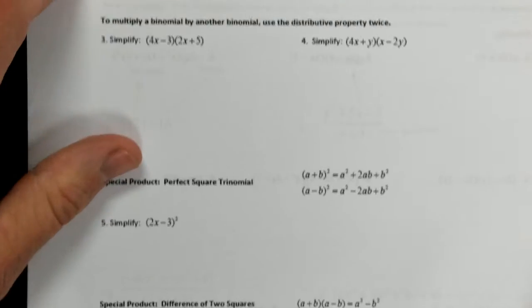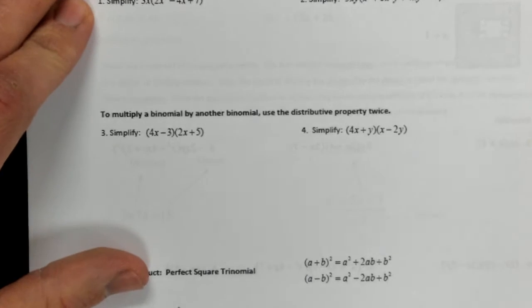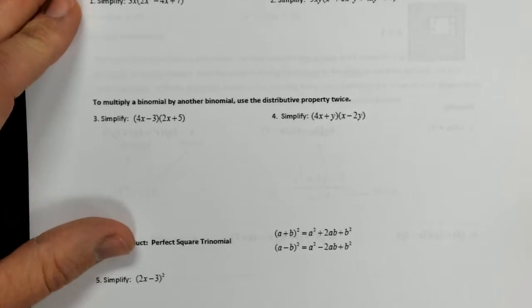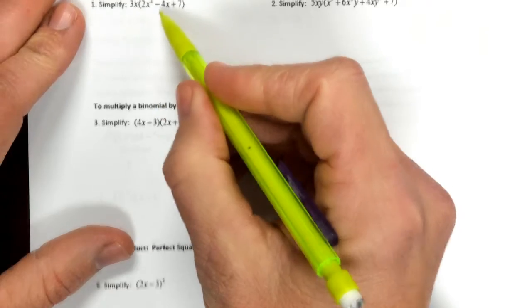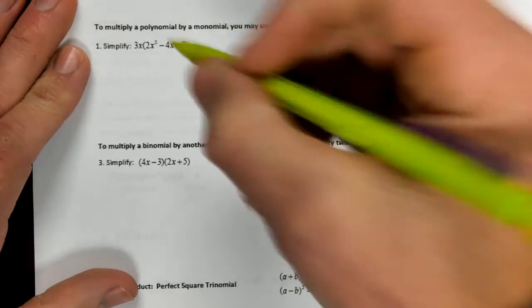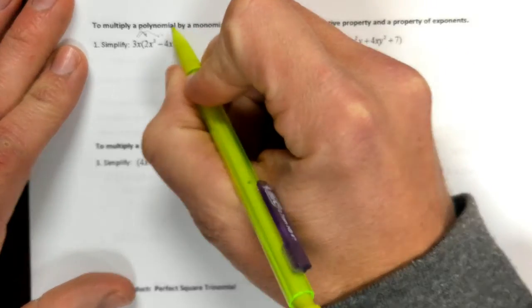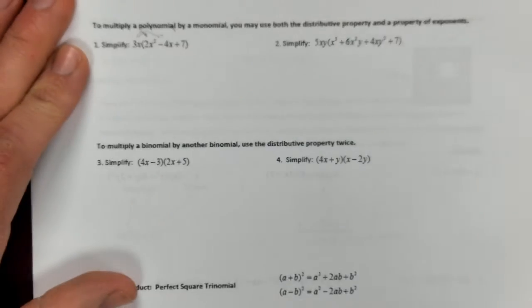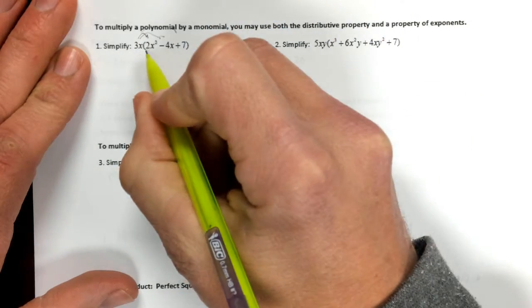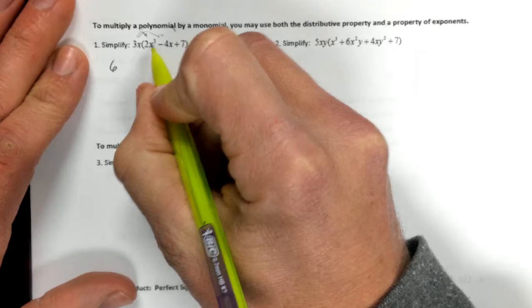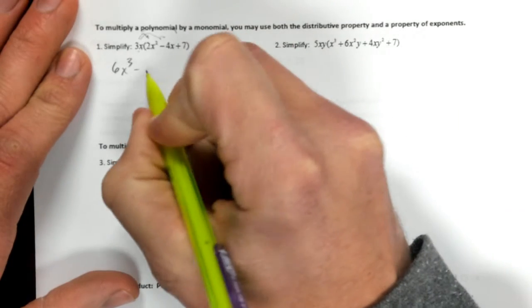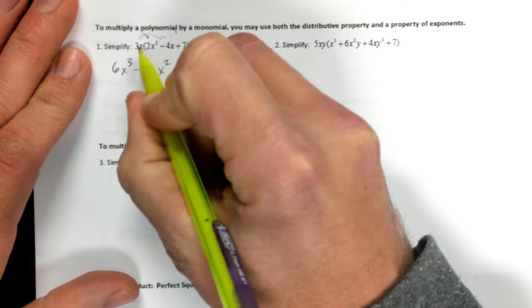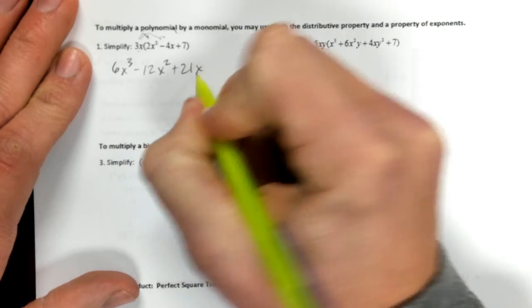Alright, so let's look at some examples. So looking at number 1. Okay, number 1 says to simplify, right? So we're looking to multiply a monomial to a binomial, okay, or a trinomial in this case, so we need to distribute. Alright, so I've got 3 times 2, that's going to be 6. X times x squared is going to be x to the third. Minus 3 times negative 4 is 12x squared, and then positive 21x.